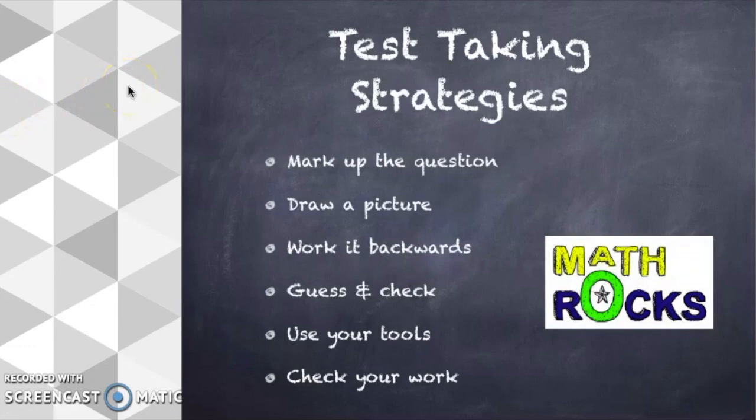Mark up the question. Even when you're taking a test online, you can use the highlighters that are provided for you. You can underline with the pencil tool. Make sure that you understand what the question is asking. Always, always cross out any information that isn't necessary. You can draw a picture to help solve your problem. Always work it backwards. There's always the guess and check method.